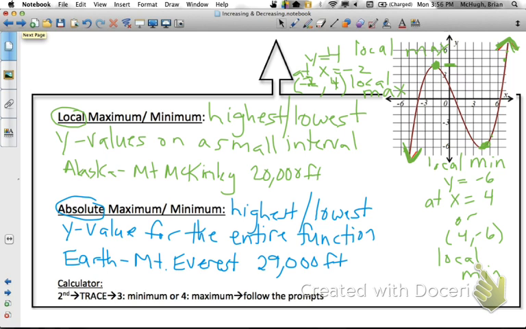You're comparing each point to the points to the left of it and to the right of it. Is it higher than the points? Is it lower than the points? Is it the highest out of the whole function? Is it the lowest out of the whole function? This will help you determine local versus absolute.